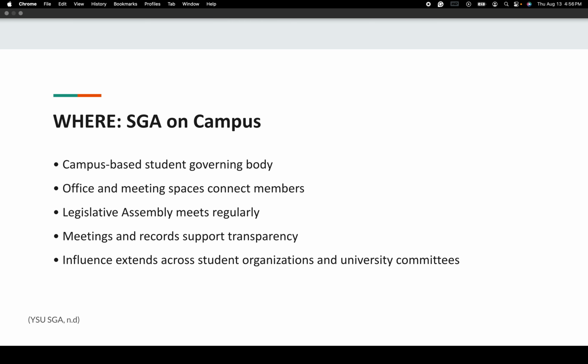Although SGA is based on campus, its influence extends beyond its meeting spaces. Representatives interact with student organizations, university committees, leadership, and the larger student body. This means SGA's presence can be seen throughout YSU wherever student concerns, funding, organizations, and university decisions are involved.